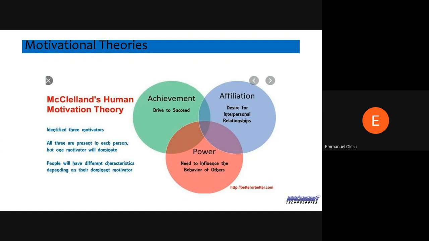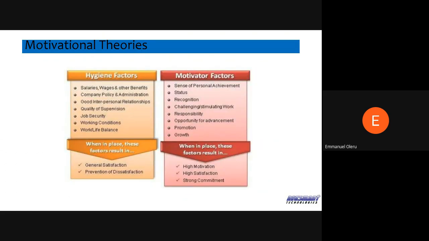So he says these are three areas where you can play around when you're trying to motivate people. Check what their strengths are, what their dominance is, and then see how you can satisfy that area, and you will be able to increase their morale and help them work better. These are the things that we just talked about in terms of the hygiene factors and the motivator factors.